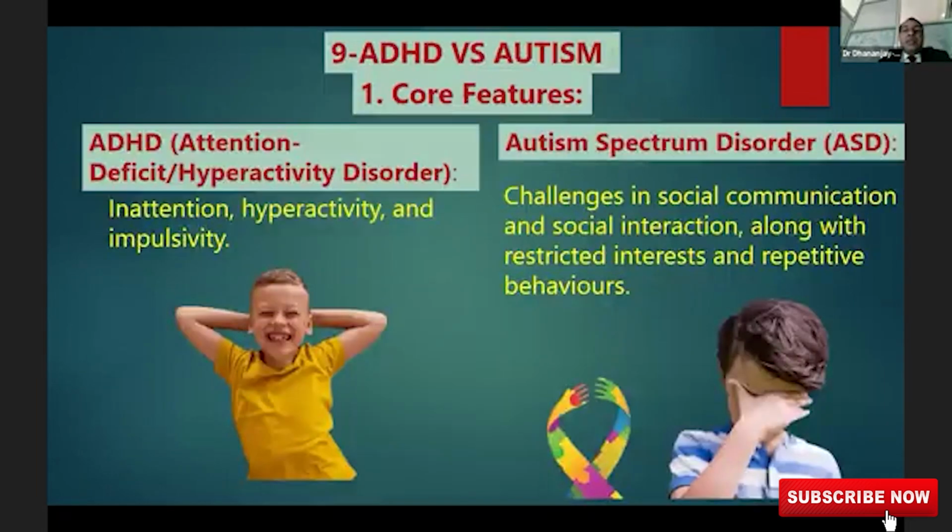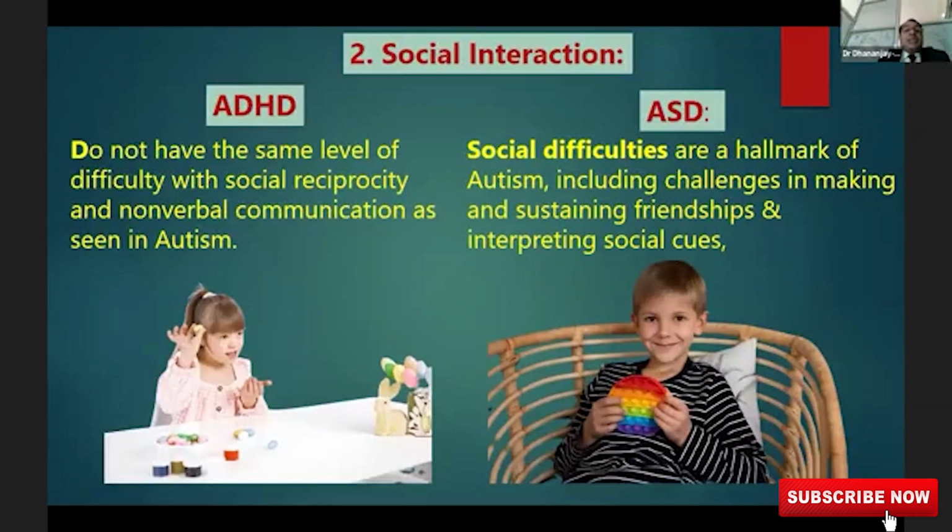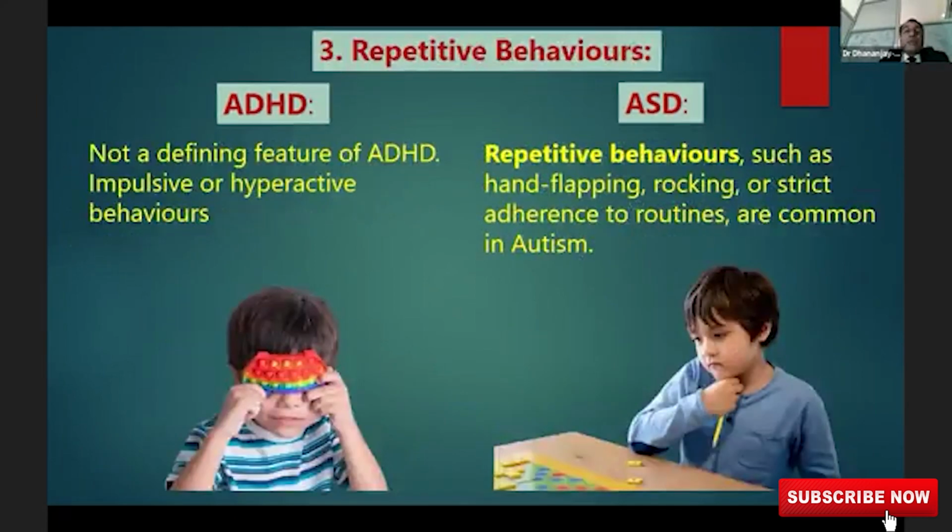Then is autism a disability? Then what are the core features? ADHD and ASD. Yes, Dr. Ranjan asked what the differential diagnoses are. In attention deficit hyperactivity disorder, there is inattention, hyperactivity and impulsivity. But in autism spectrum disorder, there are challenges in social communication and social interaction along with restricted repetitive behavior. ADHD does not have the same level of difficulty with social reciprocity. Social challenges are less in ADHD, but social difficulties are a hallmark of autism. Impulsive and hyperactive behavior is not a defining feature of ASD, but repetitive behavior is a defining feature in ASD.